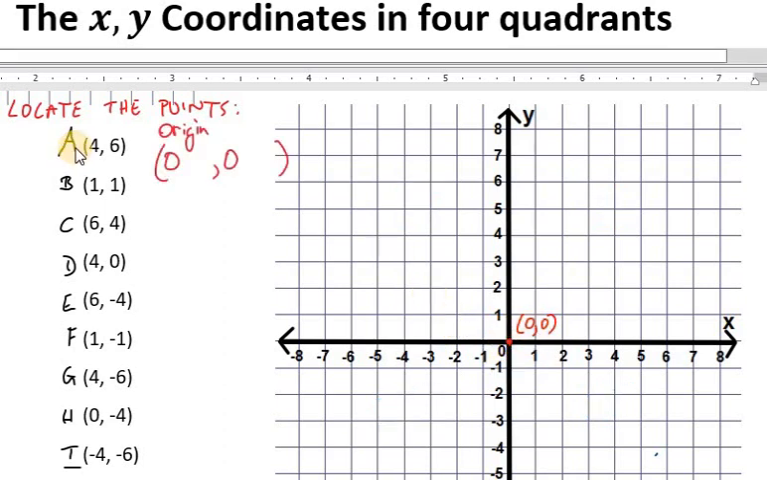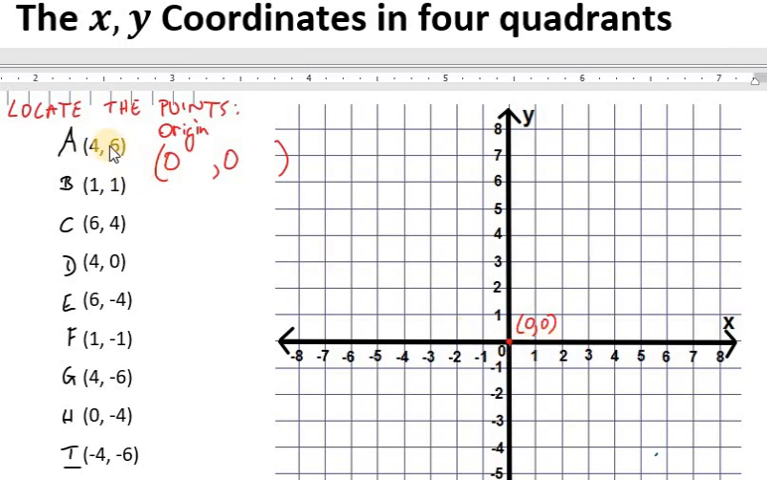And for point A, to get to point A, starting at the origin, to move from 0 for the x coordinate, to get it to be 4, we have to add 4. For the y coordinate, to move from 0 to 6, we have to add 6. So what this means, from the origin, we shift 4 units to the right. Since we're adding, we move to the right in terms of the x direction.